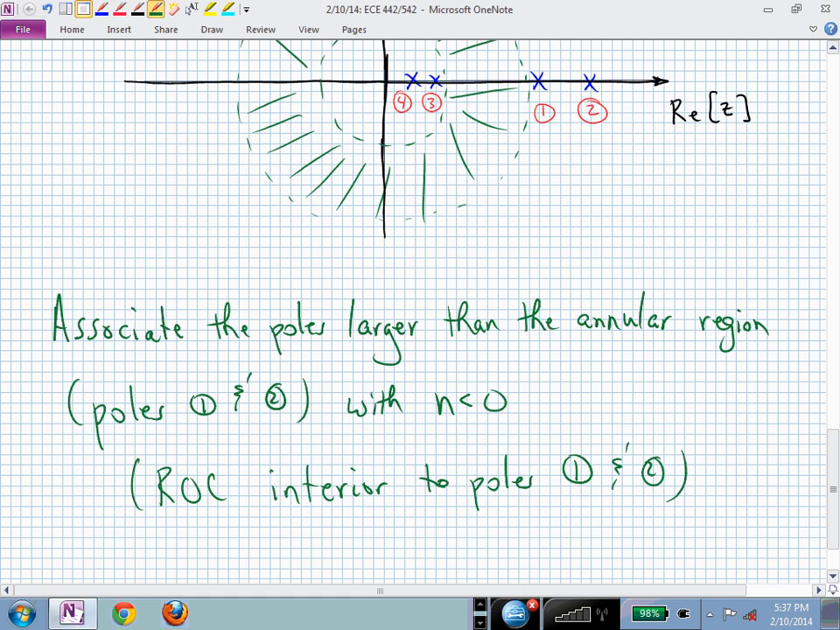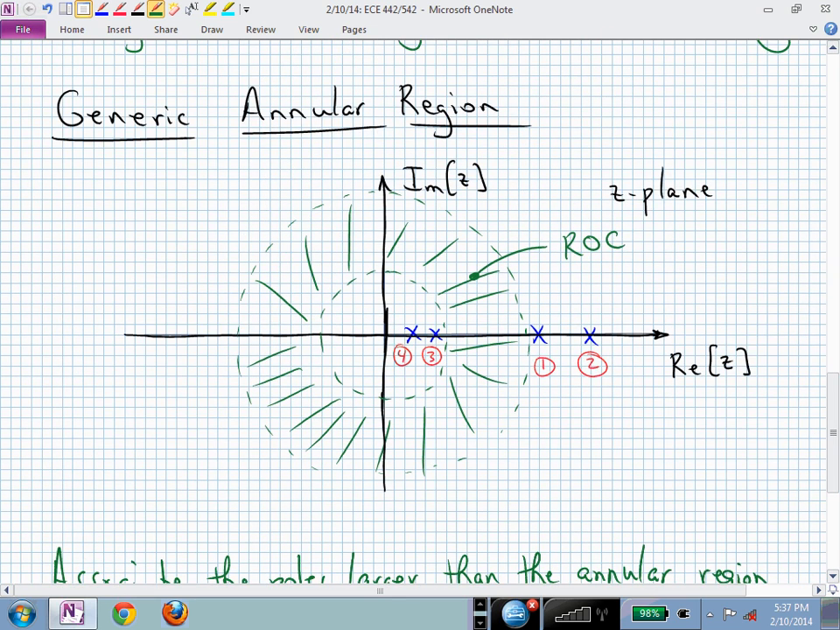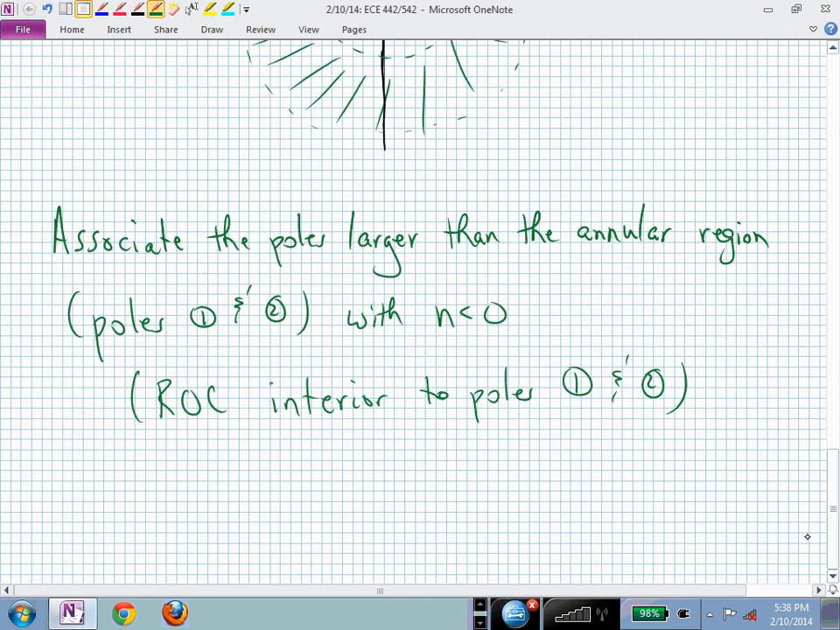Or those 2 poles, 1 and 2, are outside the region of... See, that's what I get into trouble with. 3 and 4 are outside the region of convergence, but they're interior to... Do you see what I'm having trouble with, maybe with terminology? But I hope it's clear what I'm meaning. So here, the region of convergence is interior to the poles 1 and 2.